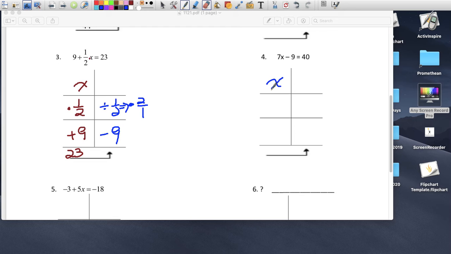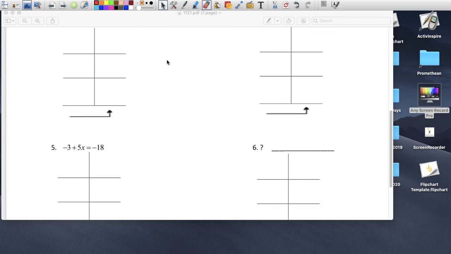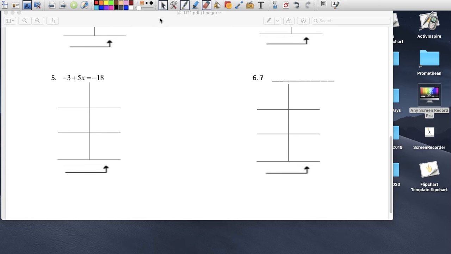Variable is still x, multiplied by 7, subtract 9, and it's giving me 40. So we're going to do plus 9, and then divide by 7. And the last one, we have a 5x. So x is my variable, it's being multiplied by 5, and then this guy over here, subtract 3, gives you 18. To undo that, we're going to add 3, and then to undo the times 5, we're going to divide by 5. And those are the inverse operations.